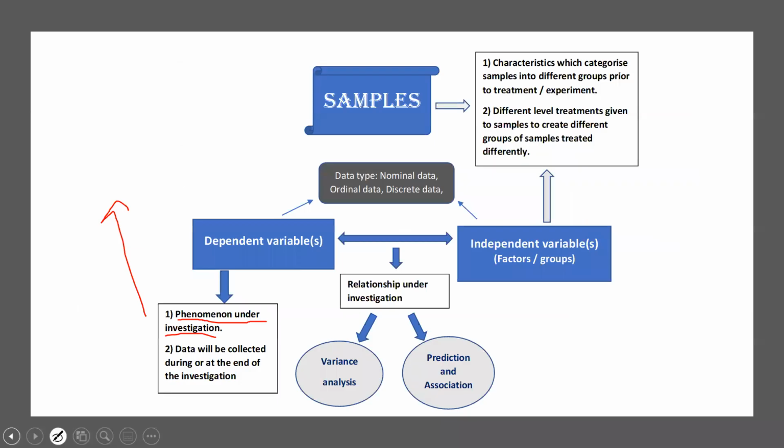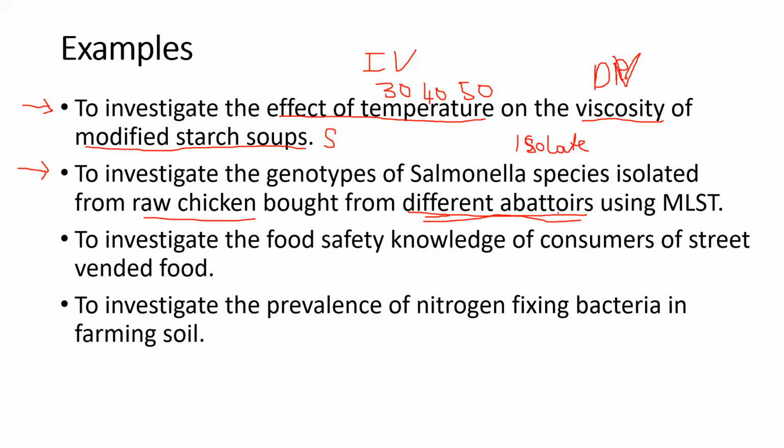So this one meets the first characteristic of an independent variable. Number one, a characteristic which categorizes samples into different groups prior to treatment or experiment. So here, different abattoirs will categorize our isolates. We'll have isolates from this abattoir, from that abattoir, from this other abattoir. Maybe an abattoir located in the city, an abattoir located in the rural areas, or wherever, but different abattoirs. So we get isolates from different abattoirs. So the different abattoir becomes our independent variable, our IV.